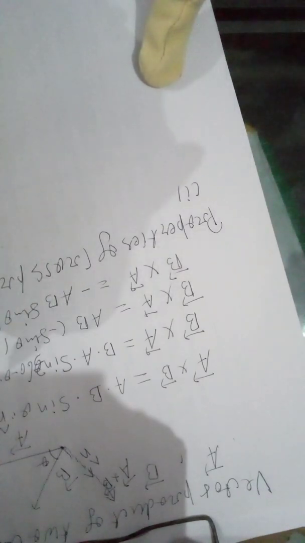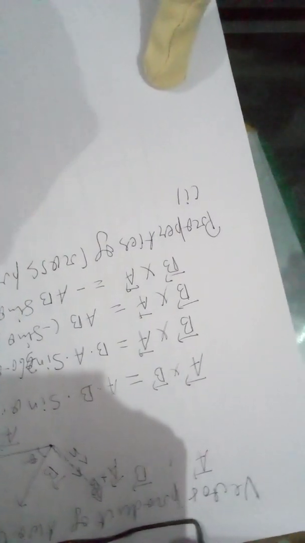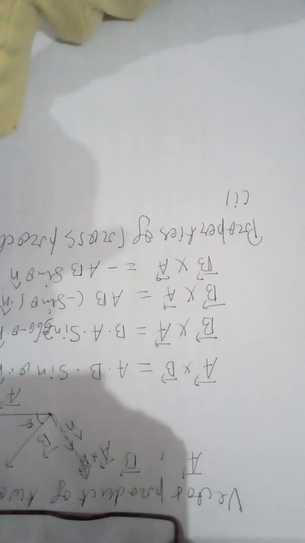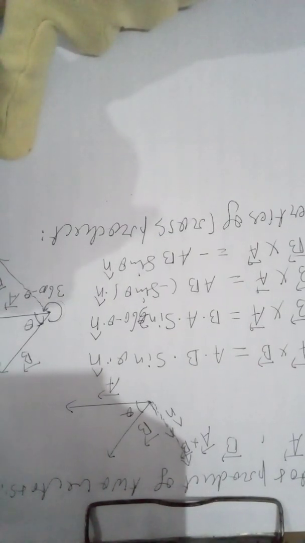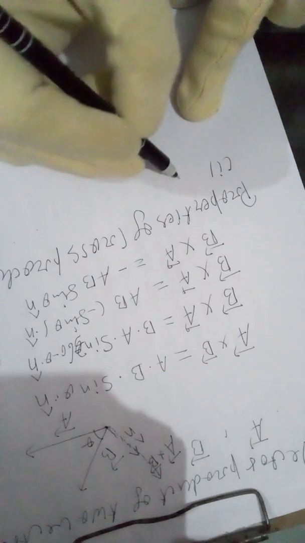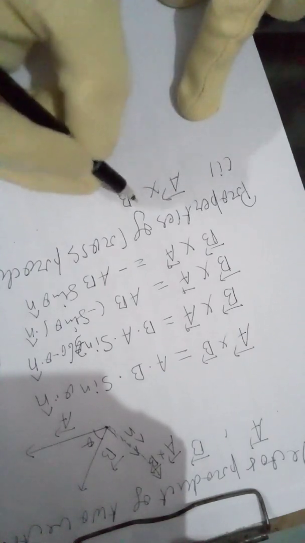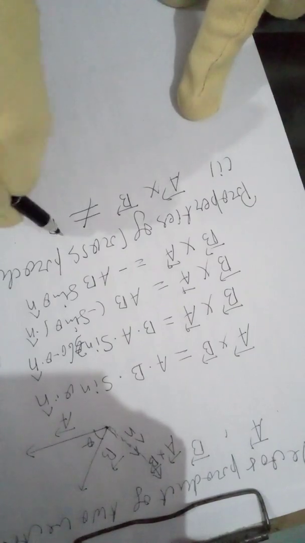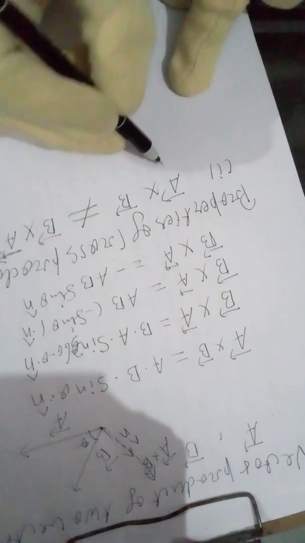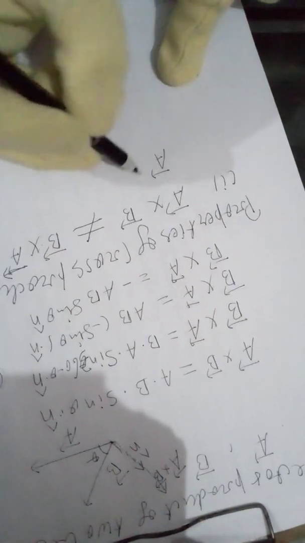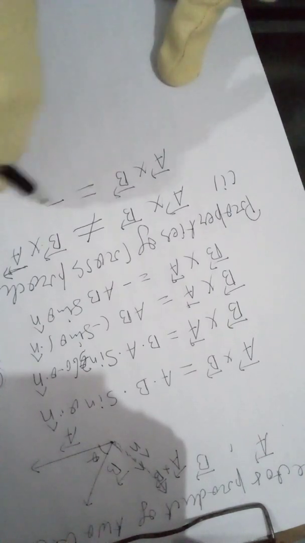We have proved here, A cross B is AB sin theta n cap, which is in upward direction, while B cross A is AB sin theta but in downward direction. So thus A cross B and B cross A are equal in magnitude but opposite in direction. So they are not equal. So thus A cross B is not equal to B cross A, because their direction is opposite.